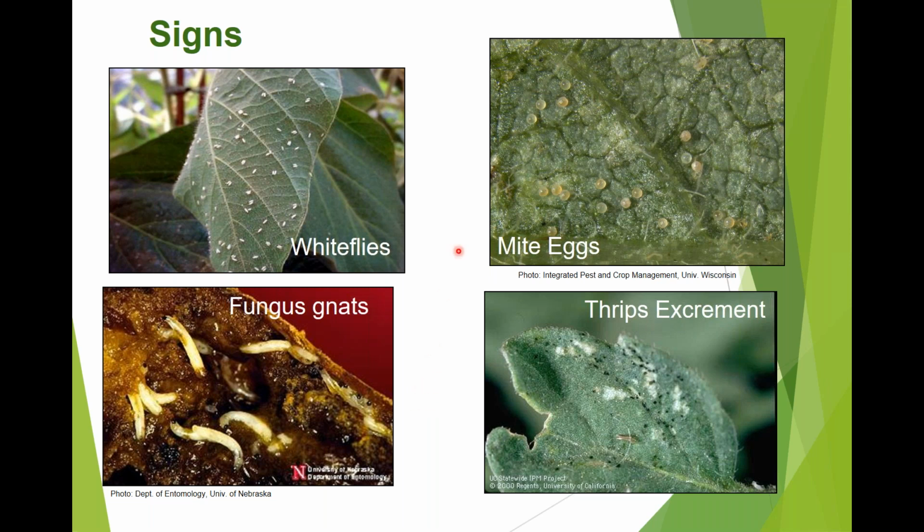Sometimes you're just seeing a part of the life cycle, like with mites, you're seeing the eggs, or sometimes you're just seeing the excrement. In the case of thrips here in the lower right, these little black dots are the excrement of thrips, and that sort of scarring, this little light colored tissue here, that is the scarring type feeding injury caused by thrips.